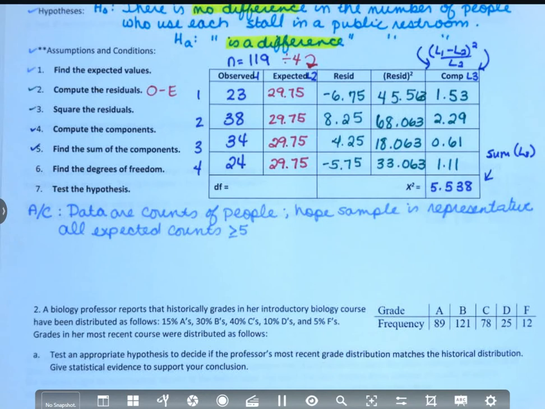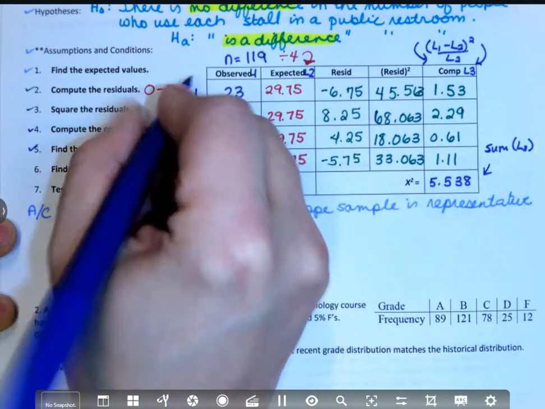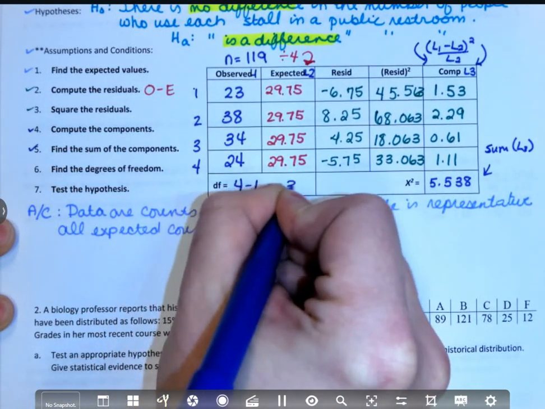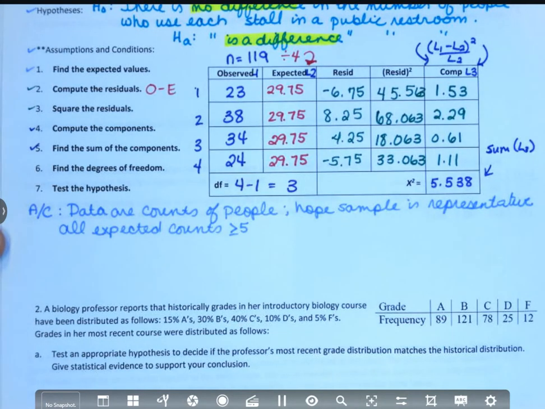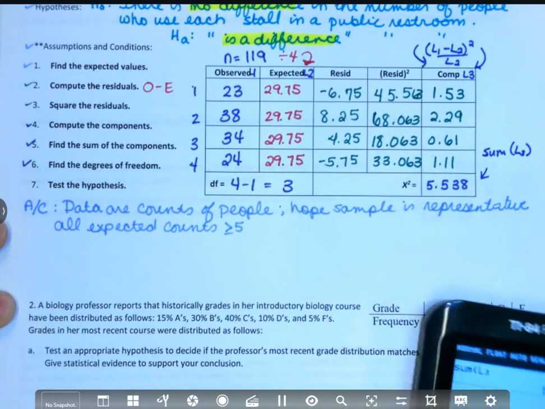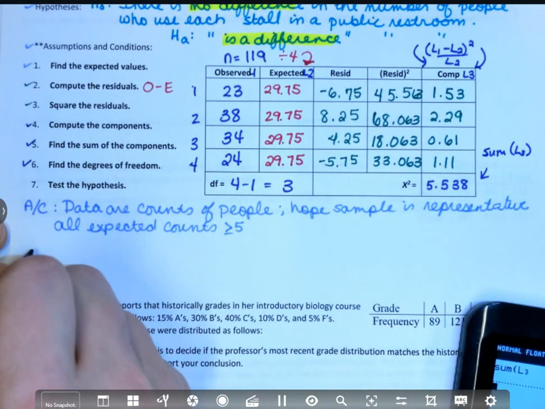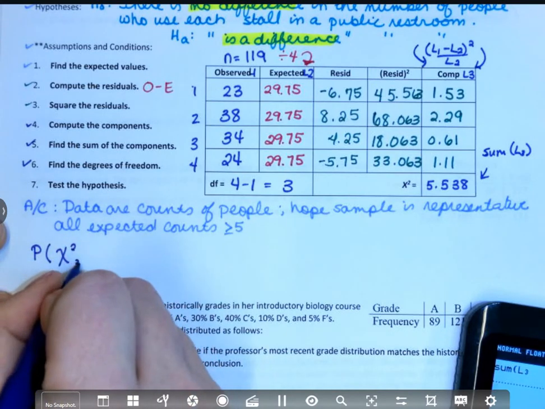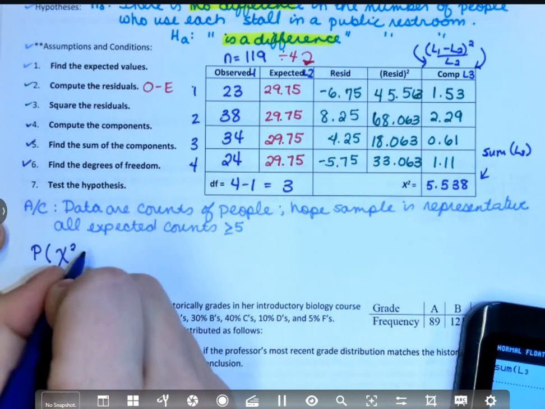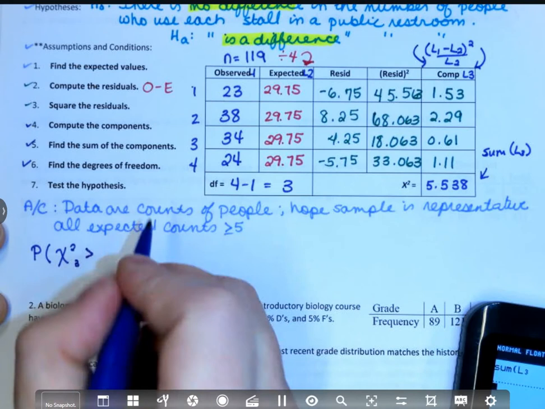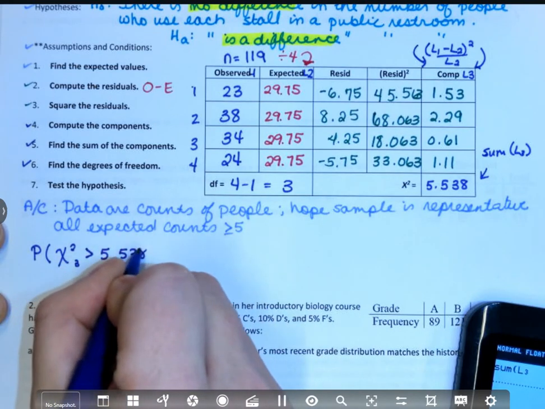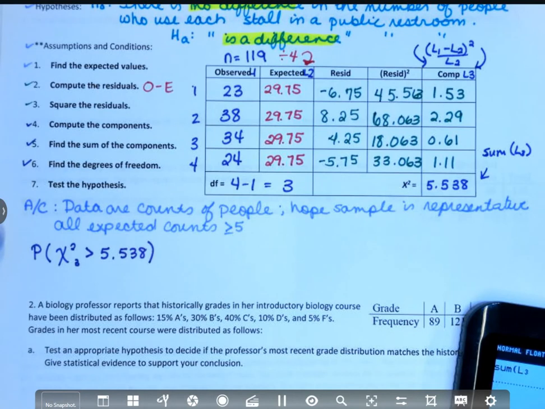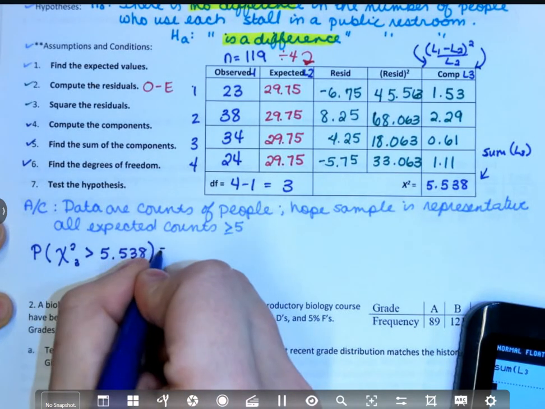How many degrees of freedom do I have with this? 3. Because degrees of freedom is these numbers, which is 3. Now to test the hypothesis, I need to find, these are my mechanics here, I'm going to find the probability that chi-squared with 3 degrees of freedom is greater than, and that is always going to be greater than, that 5.538. That can be my p-value.